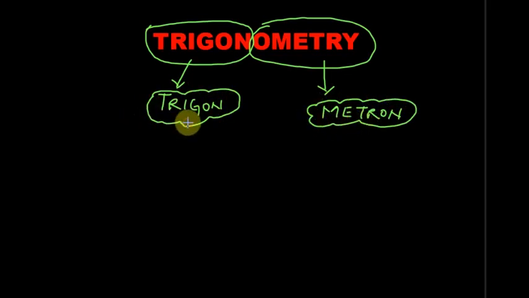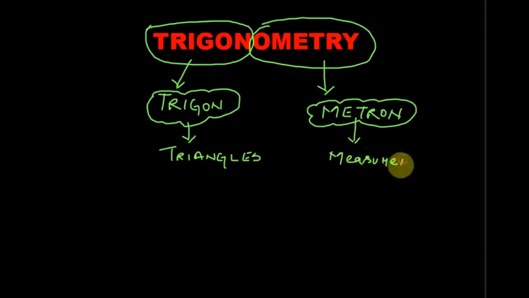So what does trigon mean? In Greek, it means a figure with three sides. A figure with three sides is a triangle, right? So trigon means triangle. What about metron? Metron is known as measurement. This Greek term metron is known as measurement. Now if we join these two terms, then we can make out the meaning of the topic, that is measurement of triangles.